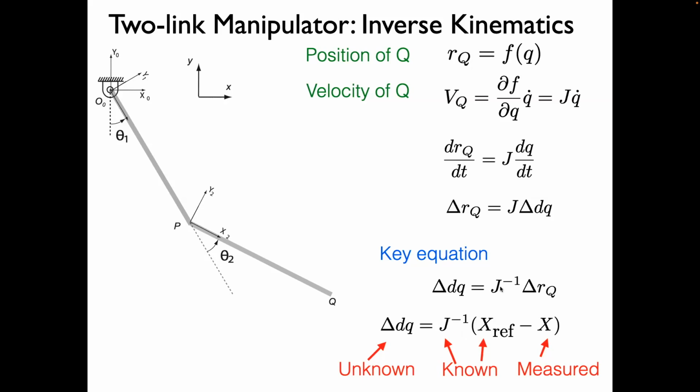J is known, so J inverse is known. X ref is the curve which we are given, so it's pre-specified. X is the position of Q, which can be measured using the sensors on the joints. So everything on the right-hand side is known, and so we can compute the change in Q. And once we know the change in Q, we can update θ1 and θ2 with that change.